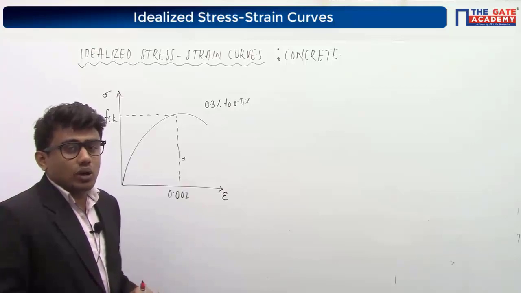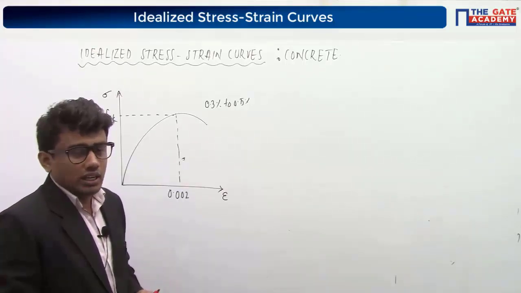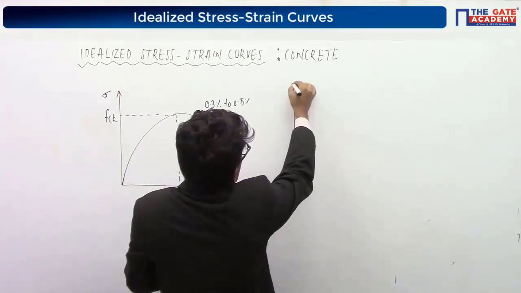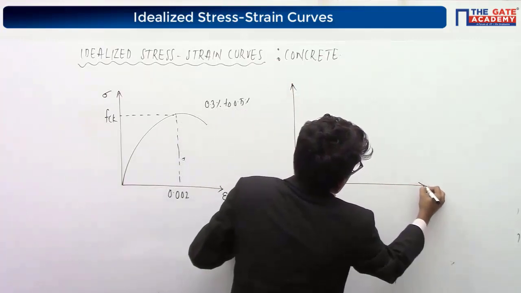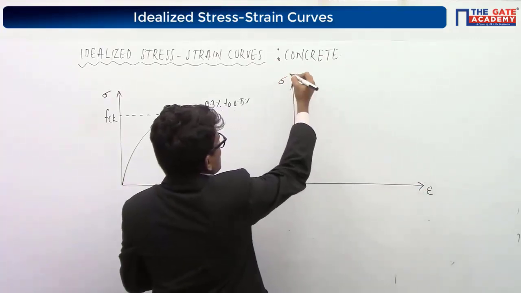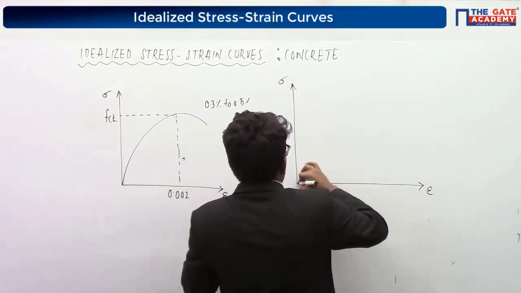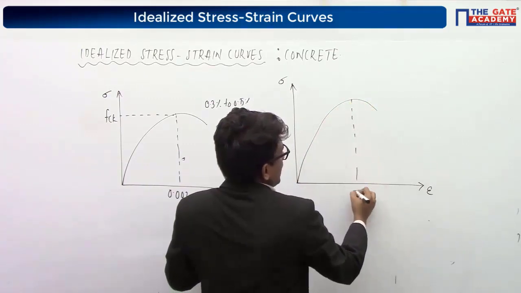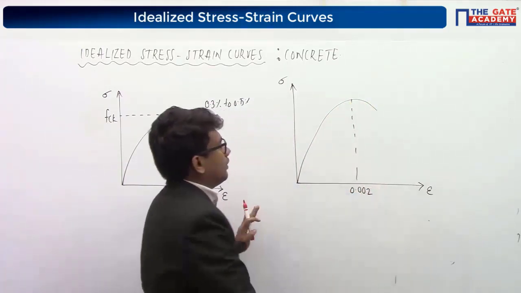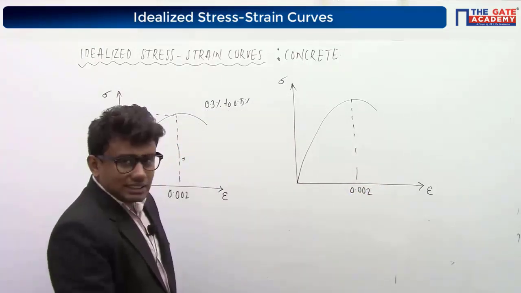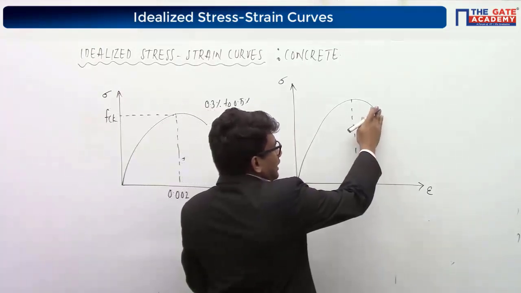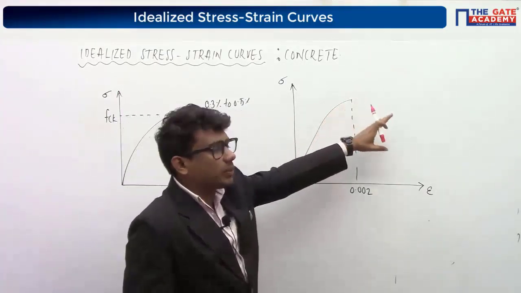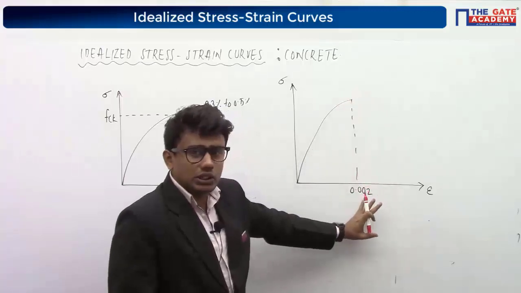Our IS 456-2000 gives us a different stress-strain curve. It suggests we consider the stress-strain curve like this. Here we will have our strain value and our stress value. We already know the stress-strain curve will be like this, with the maximum stress at the strain value 0.002. It is a non-linear curve. The code tells us not to consider the curved portion after this peak value, that is, not to consider the parabolic non-linear portion after this 0.002 value.